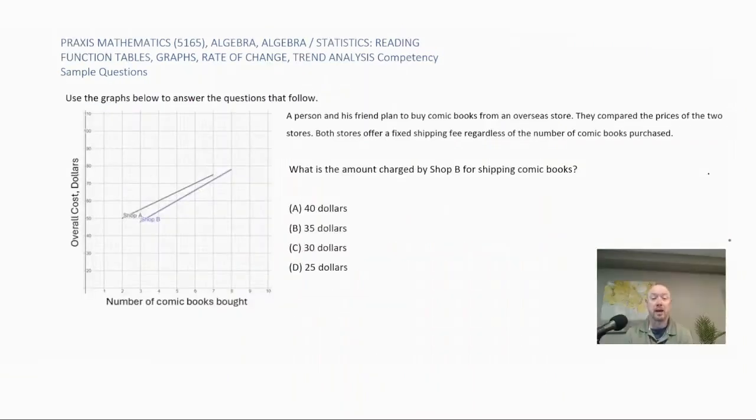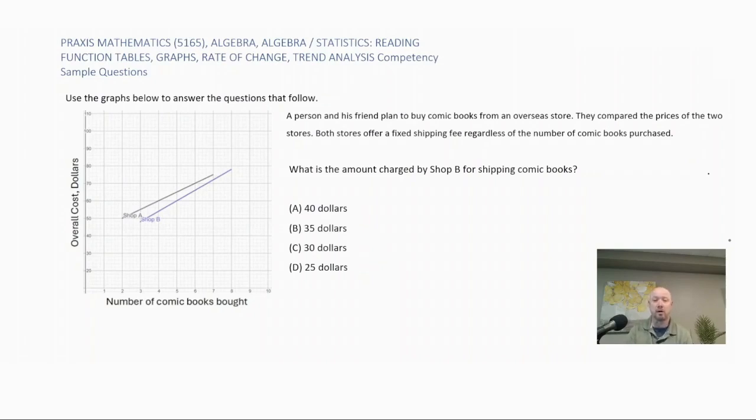Use the graphs below to answer the questions that follow. A person and his friend planned to buy comic books from an overseas store. They compared the prices of the two stores. Both stores offer a fixed shipping fee regardless of the number of comic books purchased. What is the amount charged by shop B for shipping comic books? Is it A, $40, B, $35, C, $30, or D, $25?